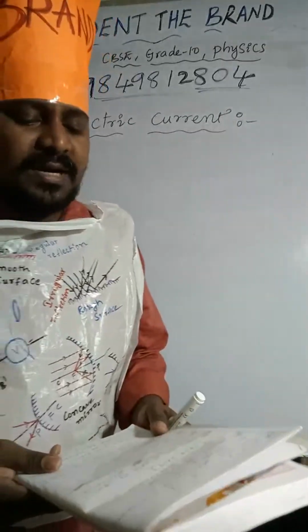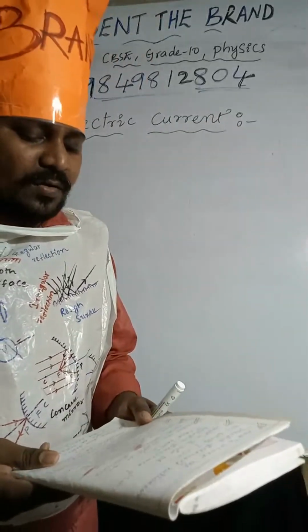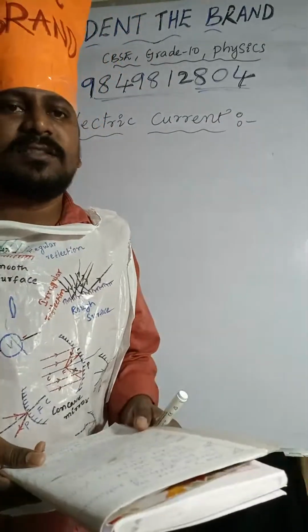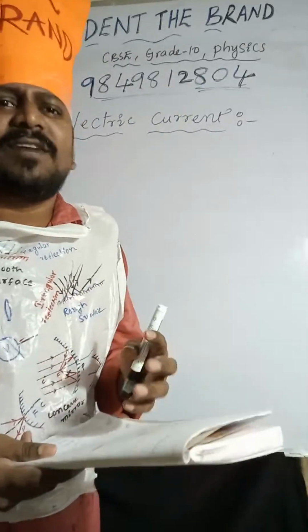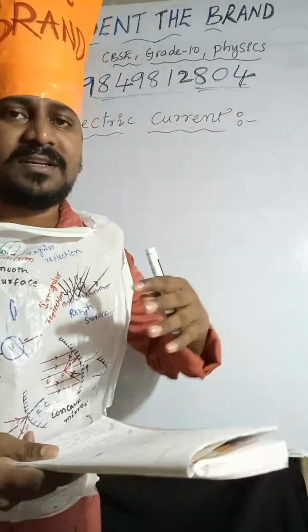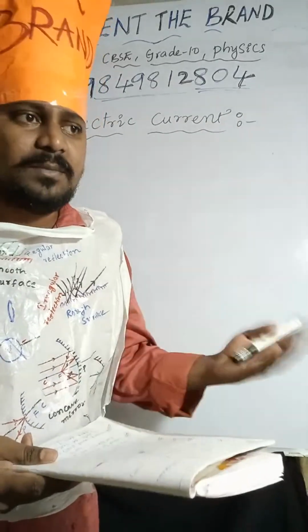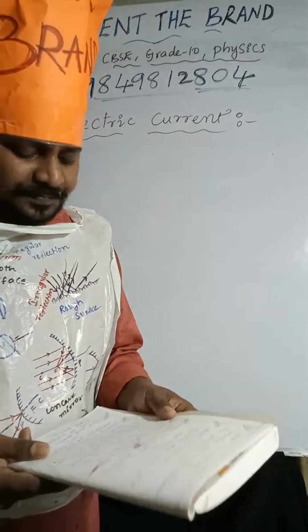Name the device which is used to measure electrical potential difference and state how it is connected in an electric circuit. Voltmeter is a device which is used to measure the electric potential difference. Voltmeter will be connected in parallel combination.